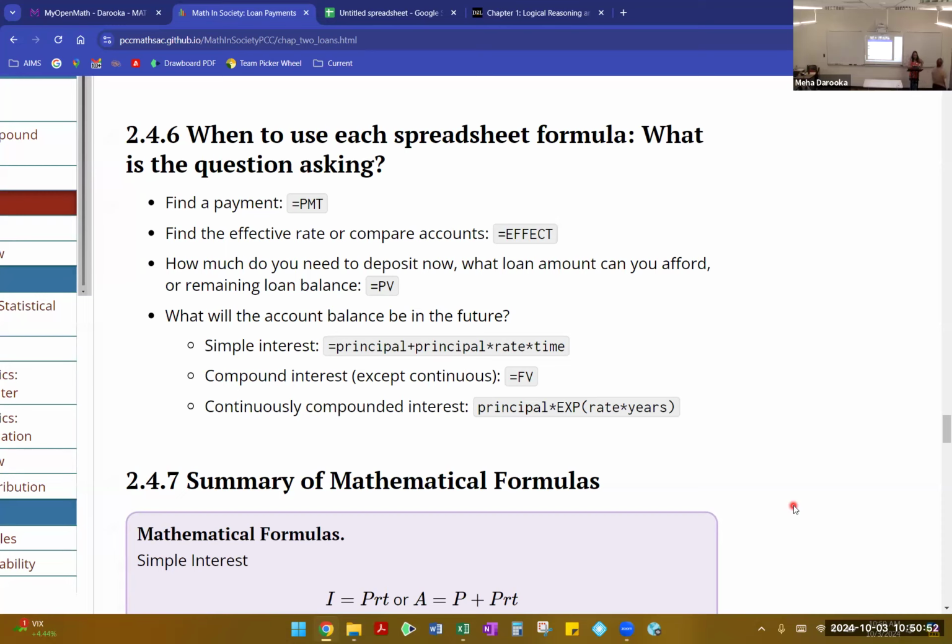function. Like I said, the principal plus principal rate and time, which actually looks like this, is the simple interest formula, or you can say P on the outside, 1 plus RT is going to be your simple interest formula. FV, of course, is for the compound interest, and then remember I called it the PERT formula. That's what this is for the continuous compounding.